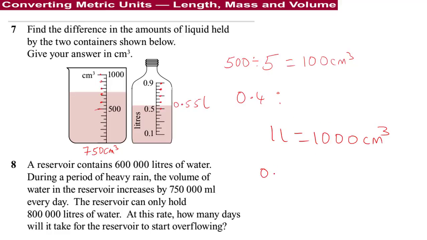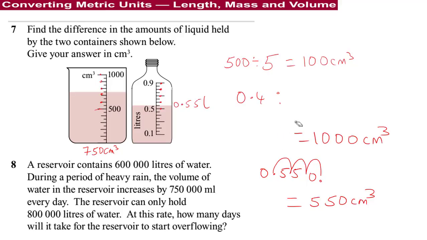So I'm going to do 0.5, and all I need to do is times by 1,000. If you times it by 1,000, the decimal point moves how many times? 3 times. So that's a 0 going to be there. So my answer is going to be 550 centimeters cubed. That decimal point and the 0, they're not there anymore. So I've got 550 on this one, and on that one, I've got 750. The difference, I need to take away. So I'm going to do 750 take away 550. So the difference is 200 centimeters cubed.